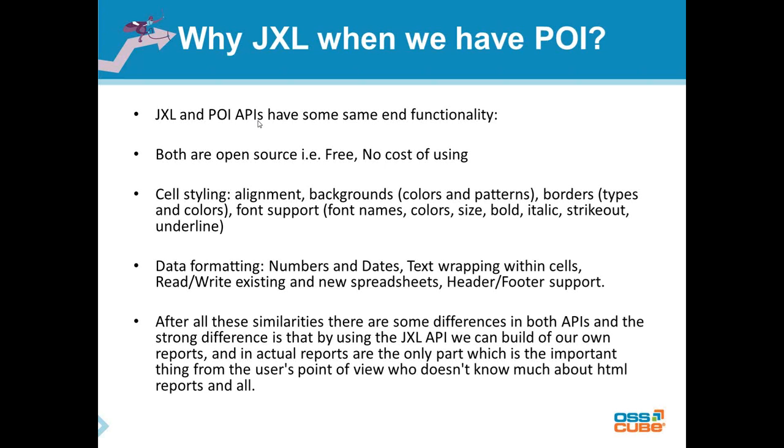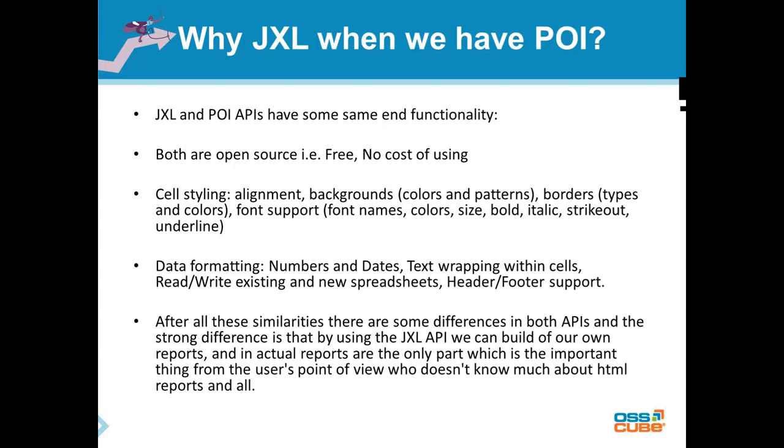As we mentioned in the beginning, just like JXL, we have similar kinds of solutions around. One of the solutions is POI. So why JXL when we have POI? I know many of you have this question in your mind. We know that there are a few similarities between JXL and POI, and I would like to mention those. JXL and POI have the same end functionality. Both are open source, free of cost, and no additional cost is required to use either of them. Cell alignment and formatting are quite possible in both of them.